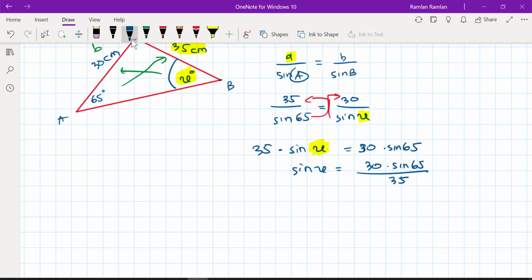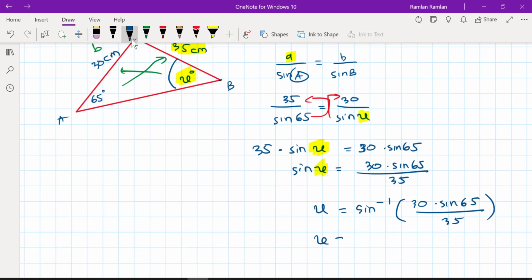And the last thing we do is to get rid of this sine. In geometry, that will be sine inverse, right? If you want to find the angle, remember, you always use the inverse, like sine inverse or cosine inverse. I'm going to show that later. So there will be the sine inverse of 30 times sine 65 degrees over 35.